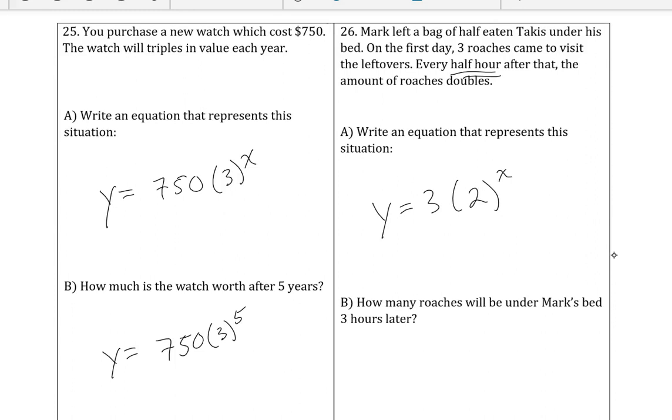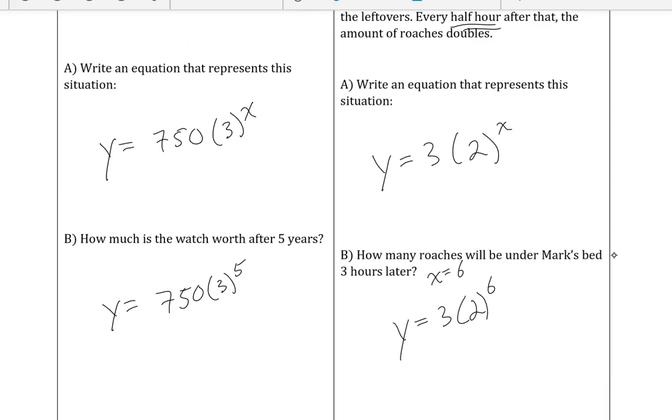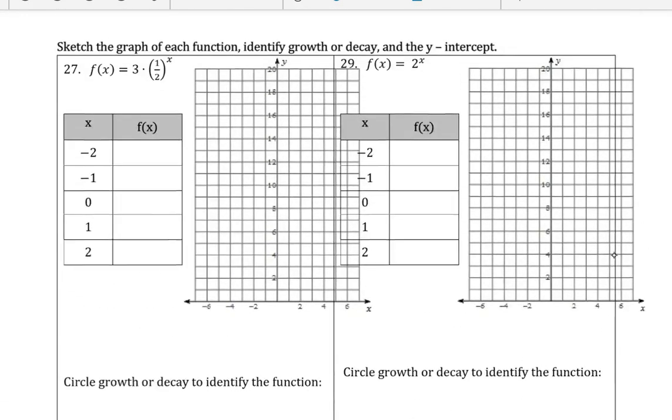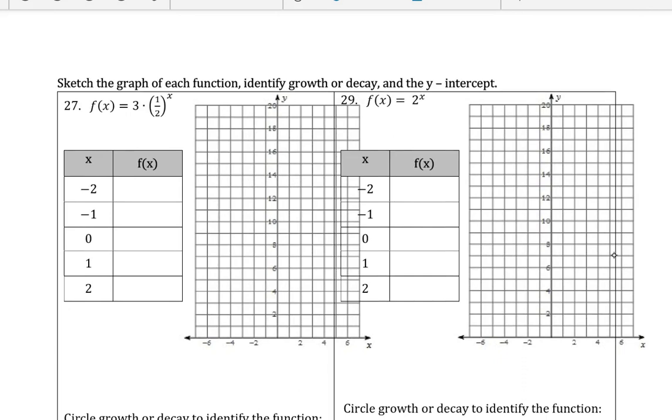So here, we want to look at how many are going to be there after 3 hours. So 3 hours, and it's doubling every half hour. So there's 2 half hours in an hour, so that'd be 6 is what we're plugging in. So we got 3 times 2 to the 6. So a lot of roaches. All right, I believe we're on our last page. We are. Probably the shortest review video we've made all year.